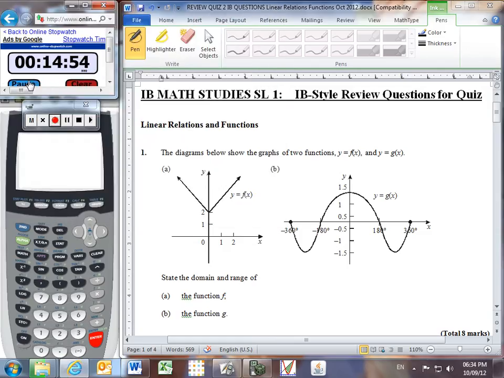Okay, we're going to be looking at some review questions about linear relations and functions to get you ready for your quiz. So number one, we've got these two diagrams, f of x and g of x, and we want to state the domain and range of each of these functions.